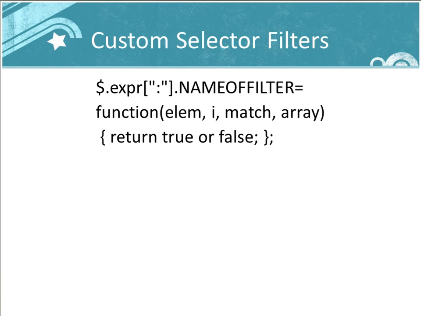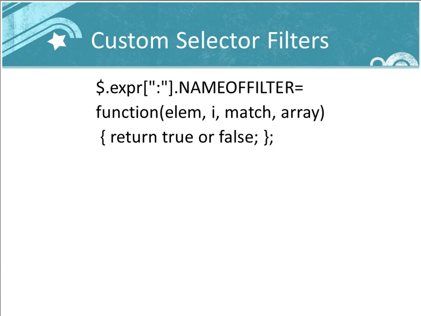So here is what this looks like in order to create a custom selector filter. We're going to specify our jQuery operator, and then we're going to do .expr for expression. We're going to use our colon, because this is going to be our filter specifier. And then we're going to name the filter, so whatever you want to call your filter goes here. And then we're going to set that equal to a function, because a filter is just a function after all. Remember that most things in JavaScript are functions.